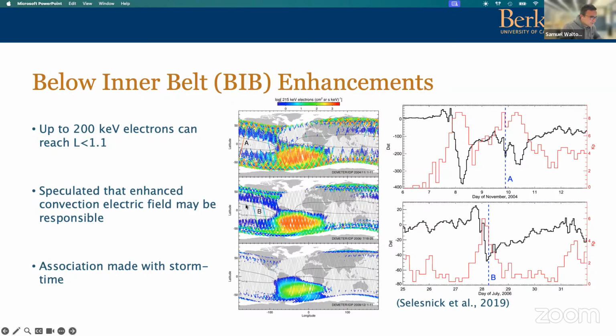You can see on the contour, really small, an L of 1.15, so very low L. And you can see moderate intensity 215 keV electrons there as well. This association was made for each of these events, event A and event B, both with typical geomagnetic activity. You can see the Dst profile here of a storm, and event A happened right in the recovery phase of that storm.